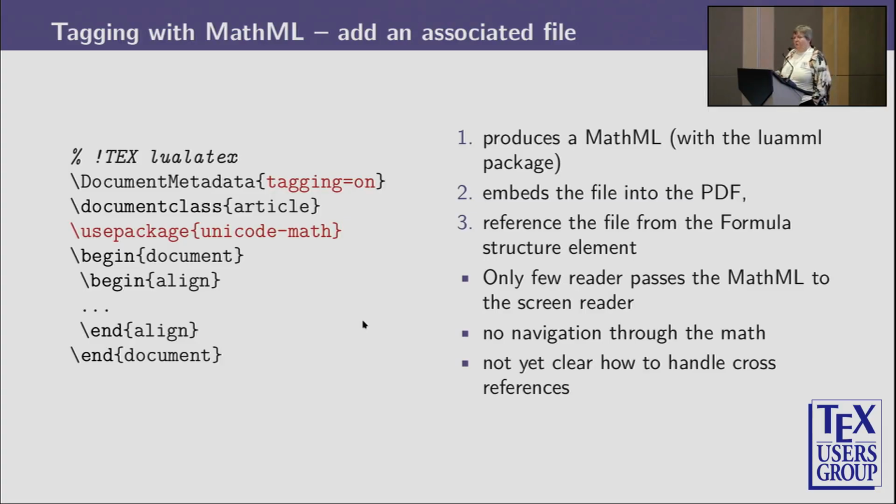And the problem with associated files is that they are easier to create and to manipulate, but you cannot really navigate through the math, because there is no synchronization between the PDF and the MathML file. There is a MathML file at the beginning of the math, and you only know that at the beginning is the MathML, and you don't know which part of the MathML belongs to which part in the PDF.